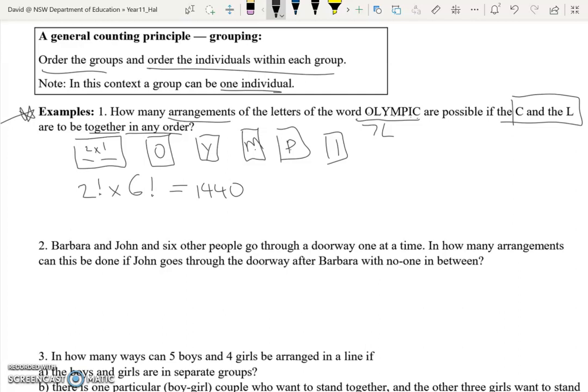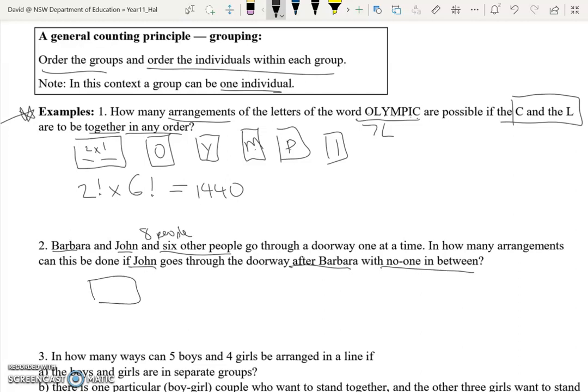Next one. So we got Barbara, John, 6 other people. So that's altogether 8 people. Go through a doorway 1 at a time. How many arrangements can be done if John goes through the doorway after Barbara, but no one in between? So that's my restriction. I've got to deal with that first.